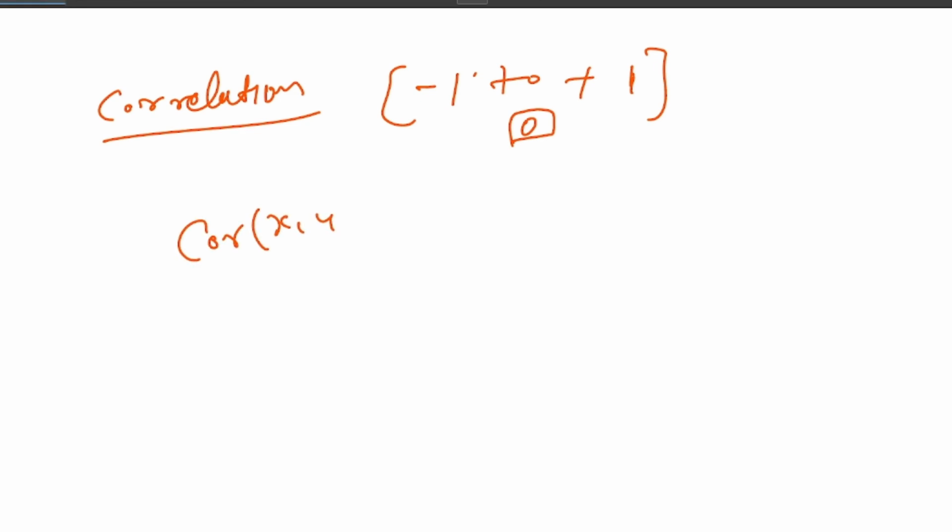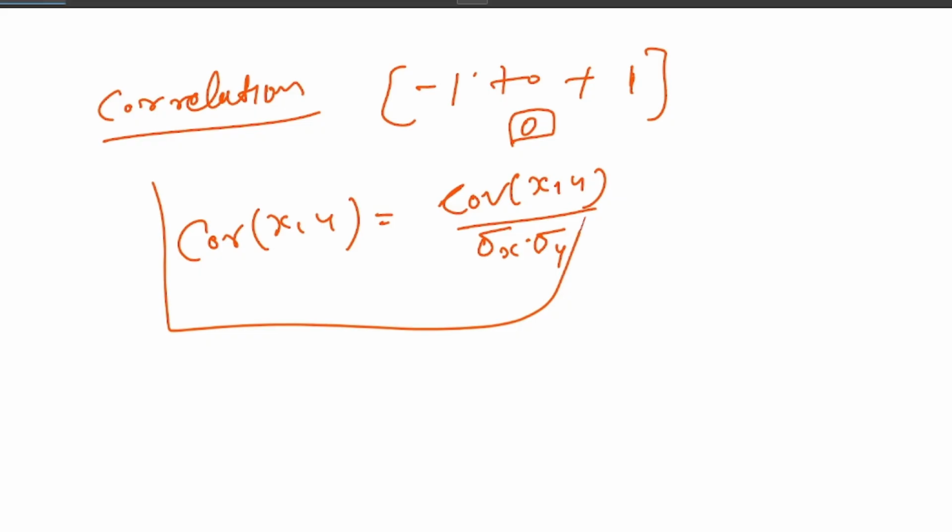So what is the formula of correlation? Correlation of x comma y is covariance of x comma y divided by standard deviation of x and standard deviation of y, right? This is the standardized form of covariance. Understood?